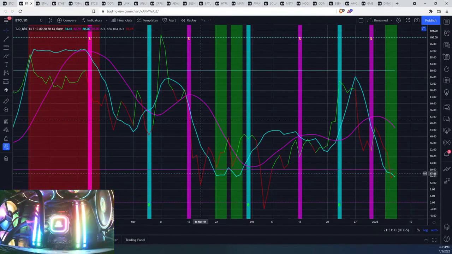Same with the low. When we see an aggressive knife stab down like this and it's red, that's either going to be our macro low, or we'll get a bullish divergence and then burst back to the upside.